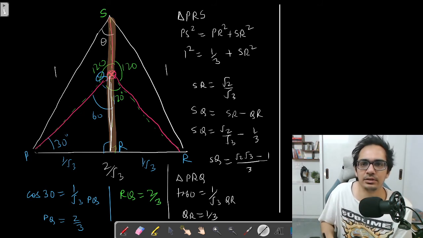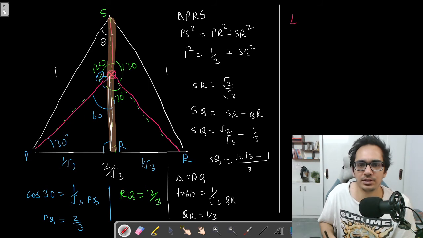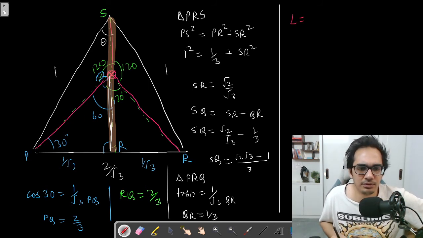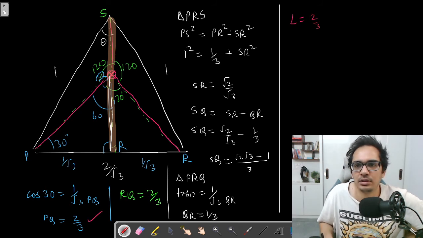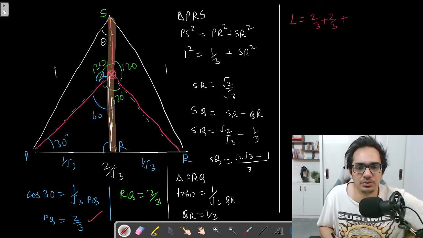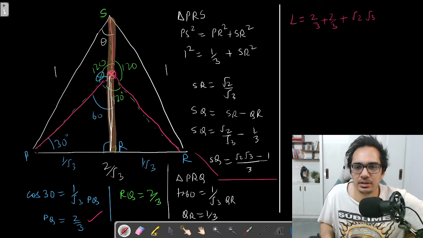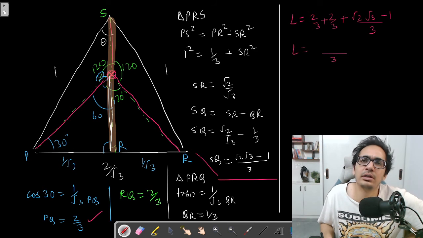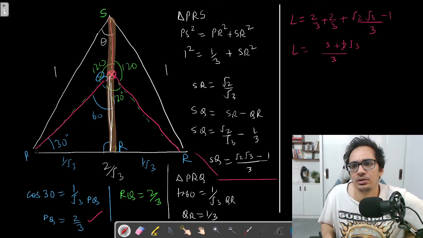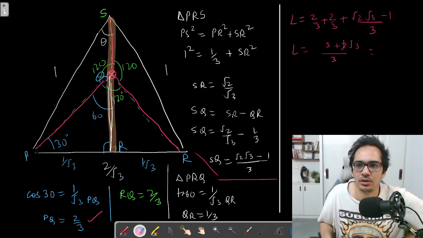So now we have our final answer: the length of this string on the table. This red length is, first of all, PQ, which is equal to 2 by root 3. QR is also 2 by root 3. So the length on the table is 2 by root 3 plus 2 by root 3 plus SQ. SQ is equal to root 2 root 3, root 6 basically, minus 1 by 3. So for the length of the string on the table, 3 is the LCM. 2 plus 2 is 4, 4 minus 1 is 3. So 3 plus root 2 root 3.